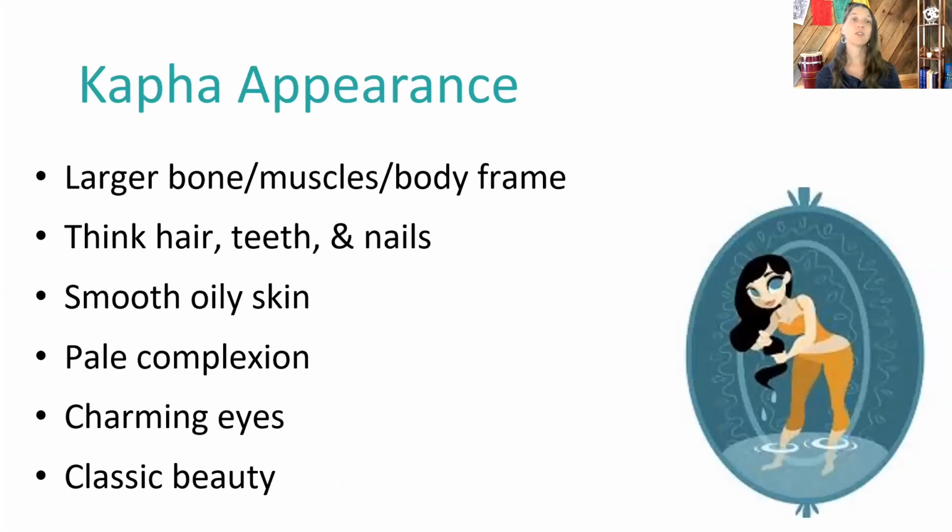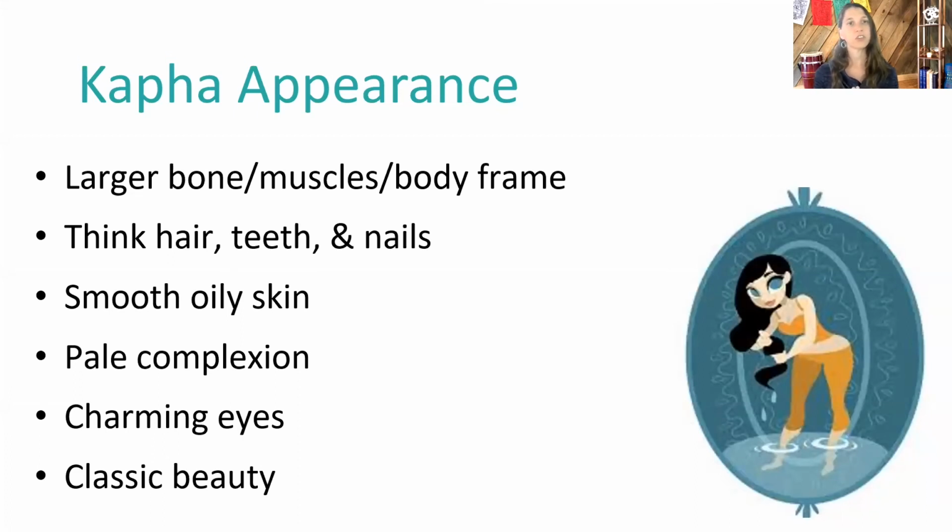So let's move on to our kapha. Our kapha are the largest framed out of the 3 different doshas. And again, we're not trying to get a kapha to look like a vata. We want a kapha to be comfortable in their body. So it's going to be a larger bone, muscle, and body frame in a kapha. They're going to have that thick, beautiful hair, teeth, and nails.